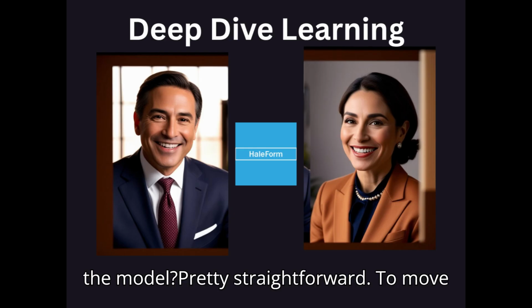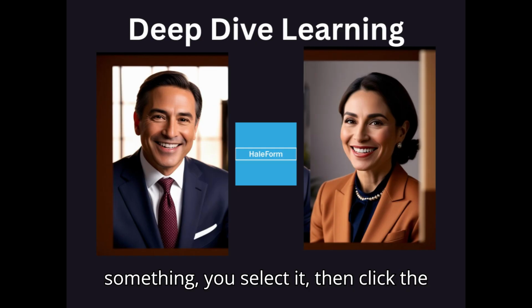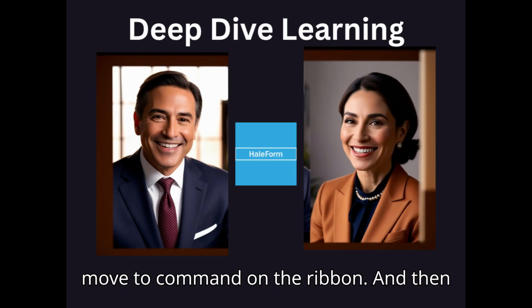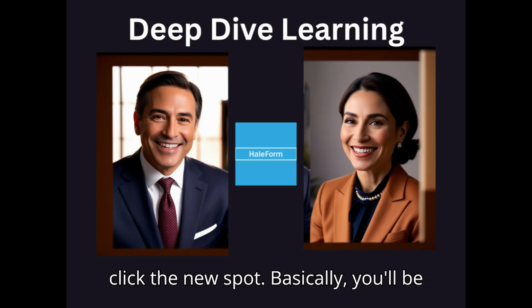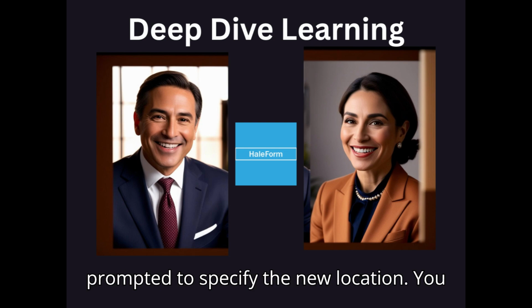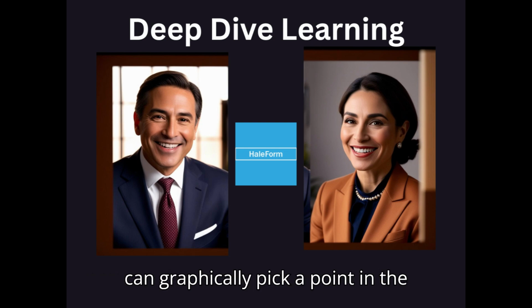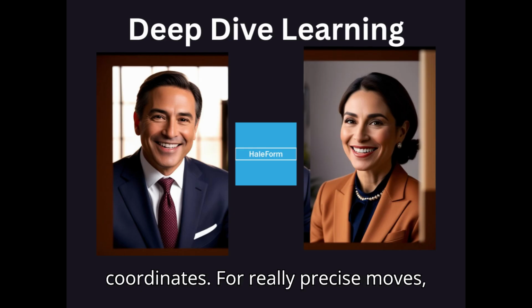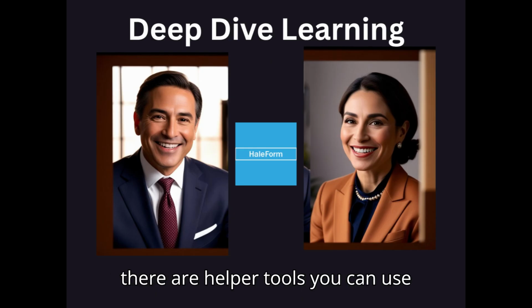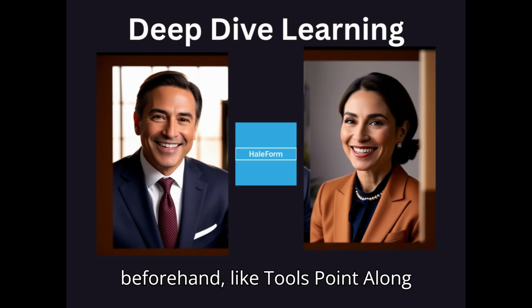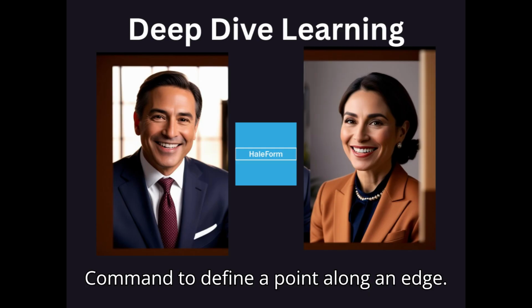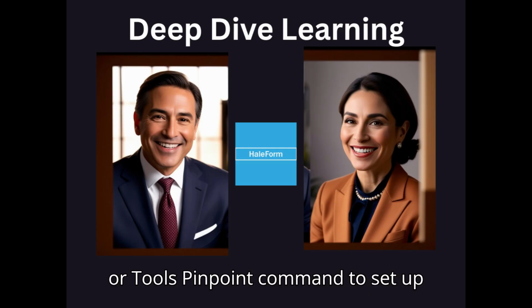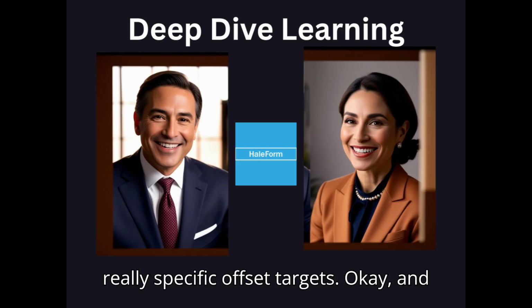Pretty straightforward. To move something, you select it, then click the Move To command on the ribbon. And then click the new spot. Basically. You'll be prompted to specify the new location. You can graphically pick a point in the model, snap to something, or even type in coordinates. For really precise moves, there are helper tools you can use beforehand, like Tools Point Along command to define a point along an edge, or Tools Pinpoint command to set up really specific offset targets.